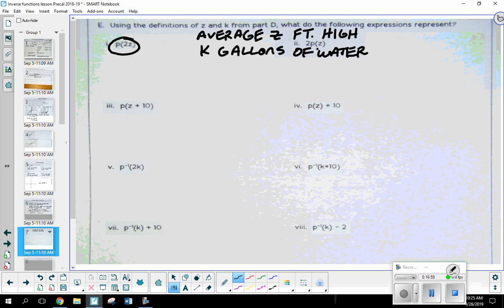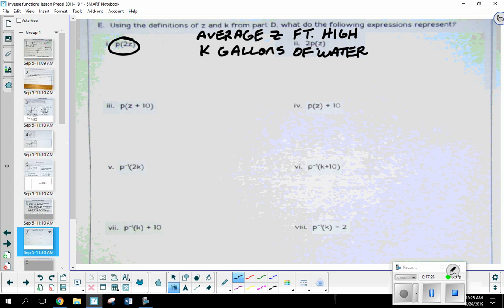Well, how am I affecting it? I'm doubling it. So what does that mean in terms of my quantities? What am I doubling? Okay, so P of 2Z, I would say probably something along the lines, this is the amount of water needed for a tree double the average height. Maybe something along those lines. And remember, that's not going to be the only way to get that idea across.